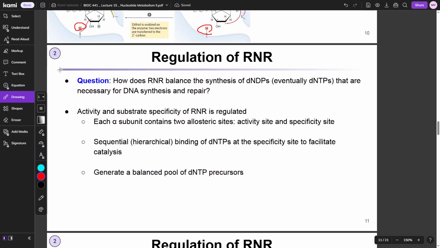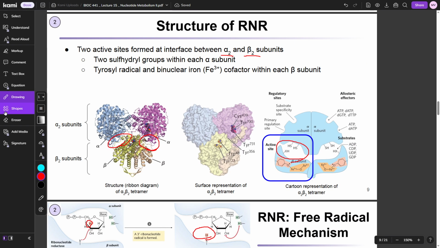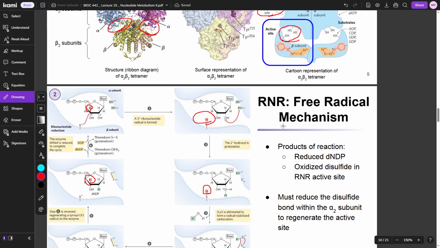So the question is, how does RNR balance the synthesis of the dNDPs? Actually, real quick, I do want to mention something. There are 3 different sites on RNR. There's the active site, the regulatory site, and the allosteric effector sites. I'm trying to see. Yeah, there's a specificity site, a regulation site, and an active site. So I'll talk about that in a second, but they all do different things. These two right here, the specificity site and the regulation site, are not the same thing.